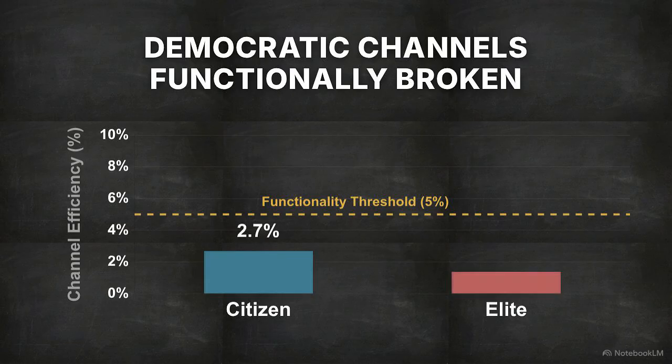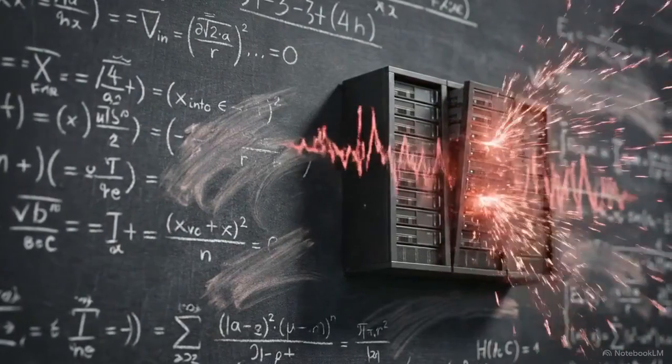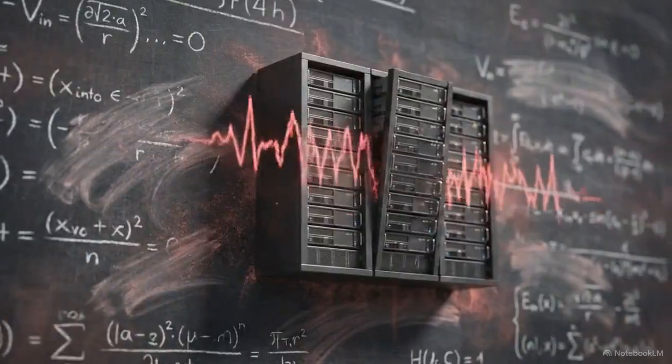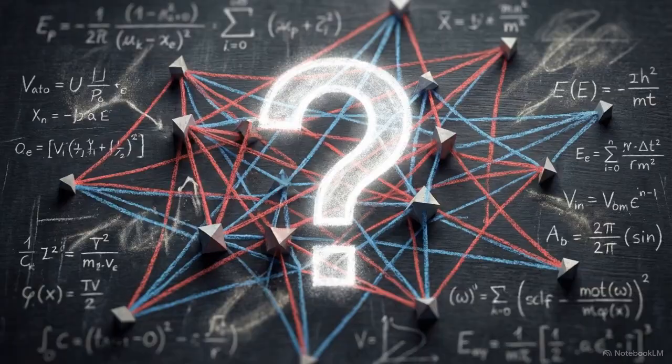The elite channel fares only marginally better. It transmits just 0.037 bits, operating at a 4.0% efficiency rate. No telecom engineer would accept a specification where 96% of the input is lost to noise. Both political channels operate at near zero efficiency. This severe data loss prompts an obvious academic critique.